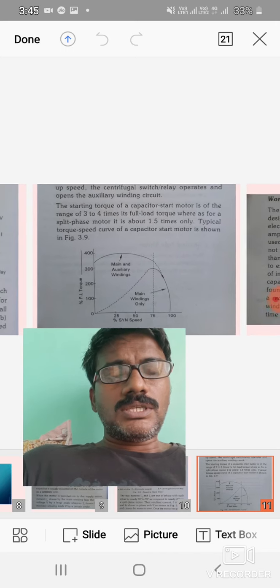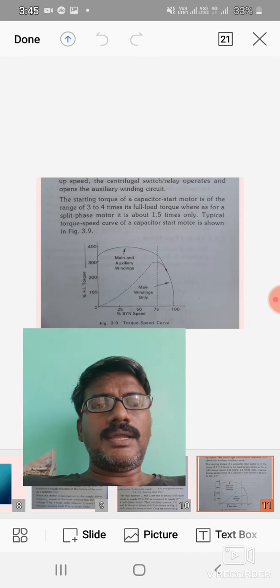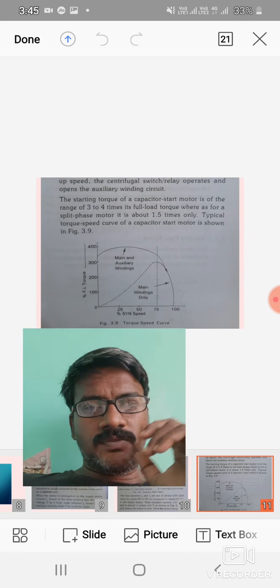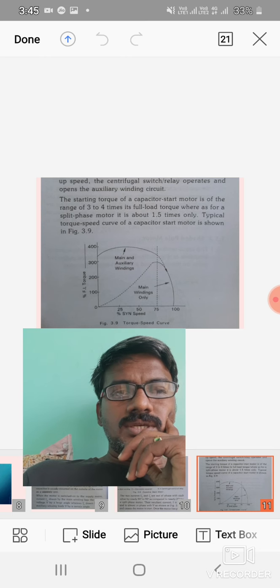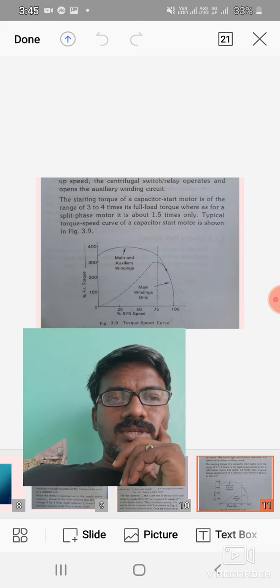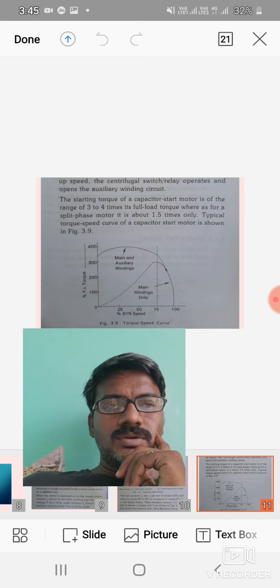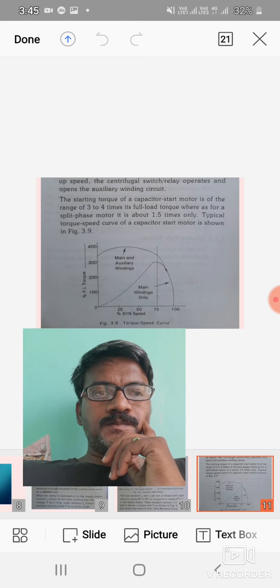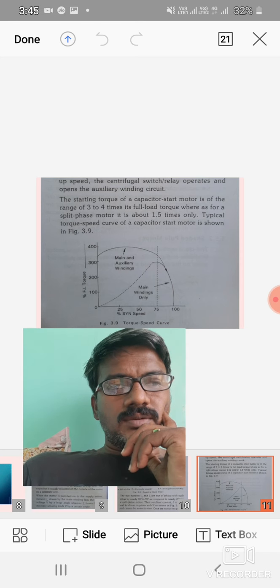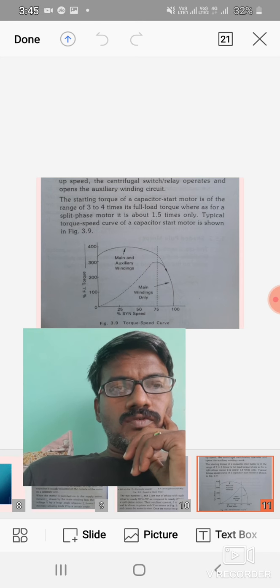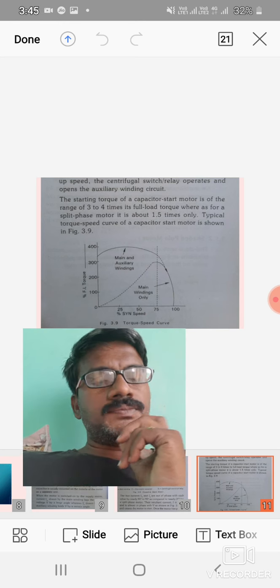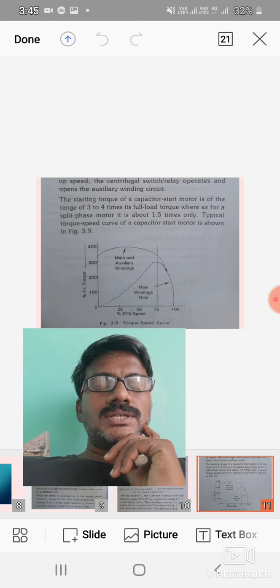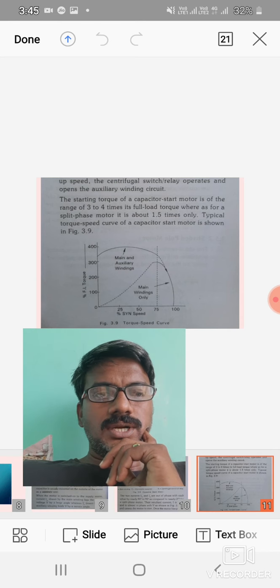We can observe the torque slip characteristics in the diagram. When speed is equal to 0, torque is equal to 0 for the dashed line, and finally at 100% of the speed it is 0. Above that, there is one more curve at 300 to 400, so there is a high starting torque. That is due to the capacitor start motor.